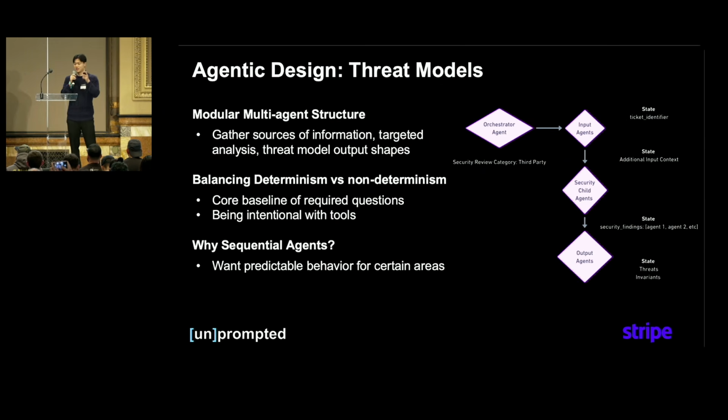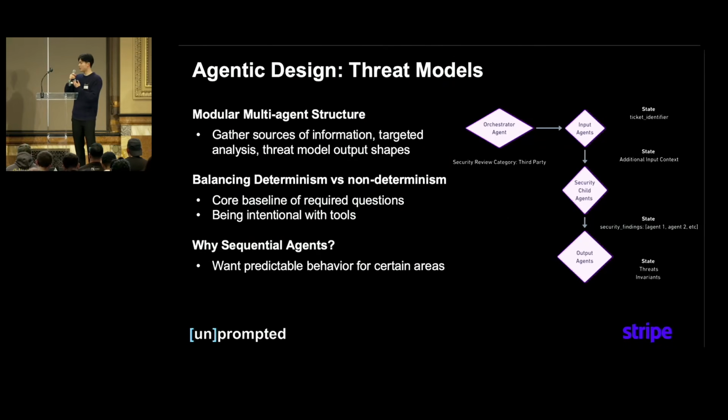And the reason behind that is we wanted more predictable behavior for certain areas. We always want the input agent to run first, security agents to do analysis in parallel, and then lastly our output agents to run. We found that when we gave our orchestrator agent too much agency, it wouldn't always run the relevant specialized agent that we wanted it to.